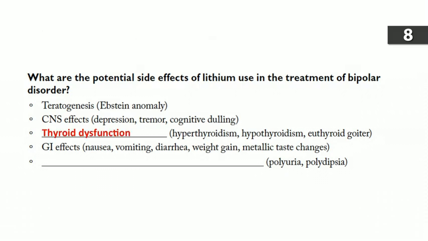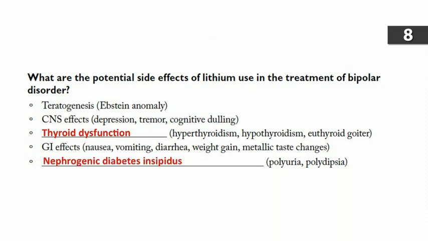The next bullet is thyroid dysfunction, which can include hypo or hyperthyroidism, and also a euthyroid goiter. It can cause GI side effects like nausea and vomiting, diarrhea, weight gain, and a metallic taste in the mouth, which is kind of easy to remember because lithium is an alkali metal. And then the last bullet is nephrogenic diabetes insipidus.